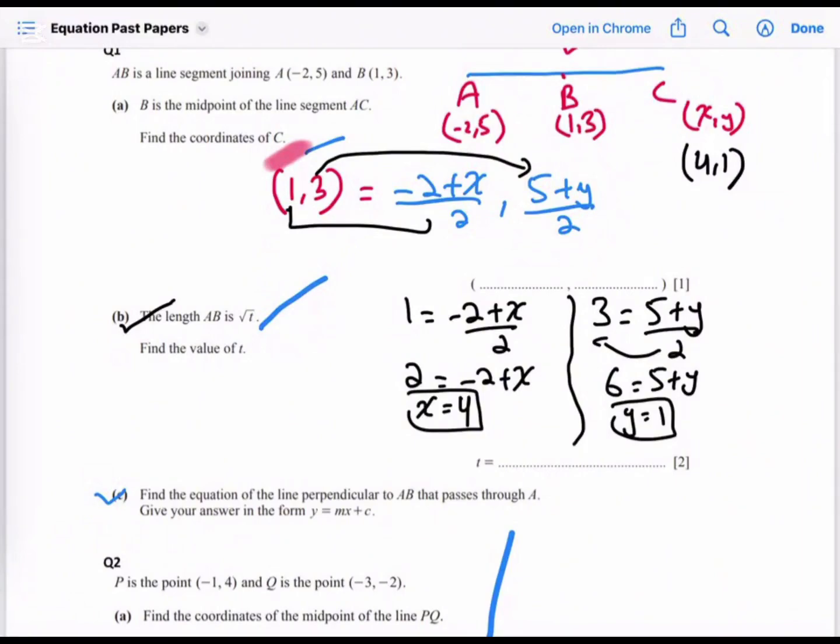So can you solve this one? Yes, Azan, can you solve this one? Part C, try this one. Part C. Yes, right? Okay. Yes.